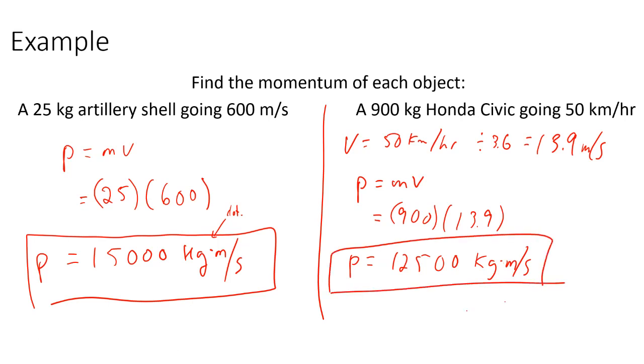If I'm thinking about which one of these objects I'd rather stand in front of, I'll be honest with you, I'd rather stand in front of neither. Both those are pretty massive momentums. If we think of a car traveling along the highway or an artillery shell, I wouldn't want to be in front of either one of those. So those are two large momentum examples.